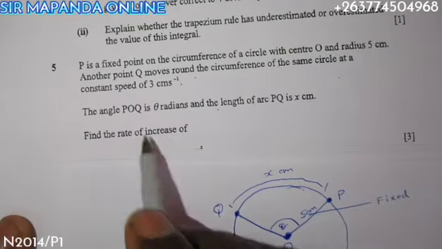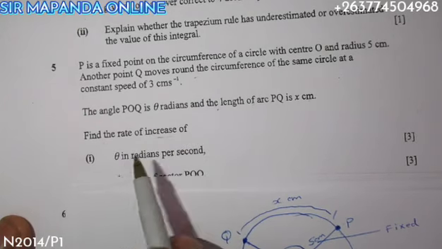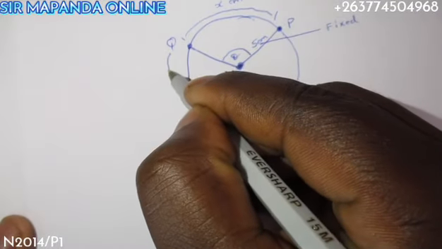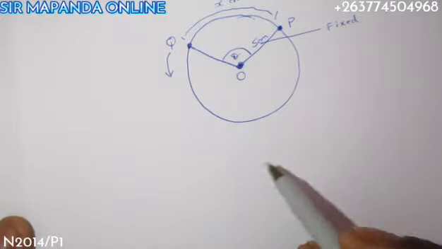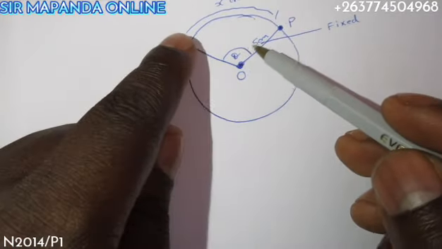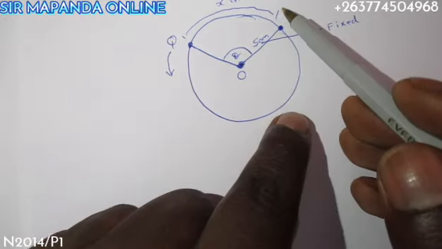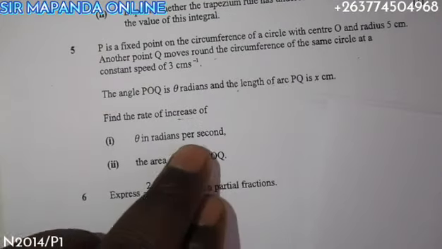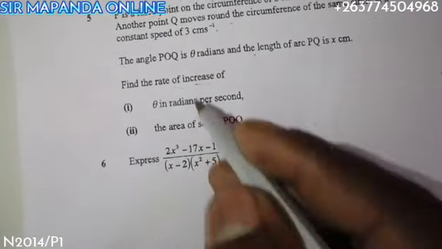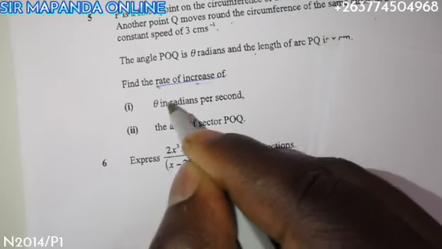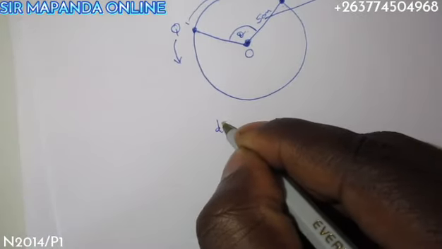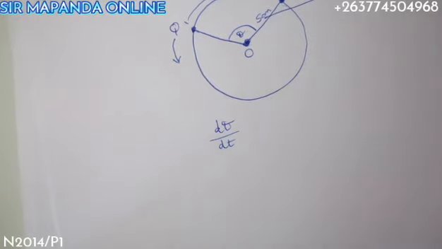Right. Find the rate of increase of theta. So if they are saying the rate of increase of theta, it means Q is moving in this direction, so that we open up this angle. So as Q is moving downwards, this angle increases. I hope you are following. Right. So how do you find the rate of increase of theta? So you need to write the rate of increase of theta as a differential coefficient first. So you say d theta over dt, because we increase theta with respect to time.